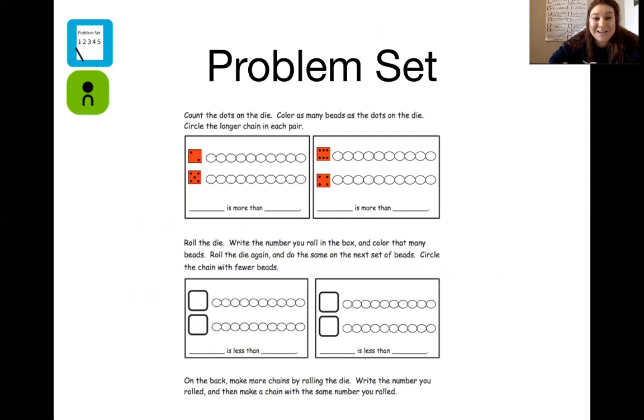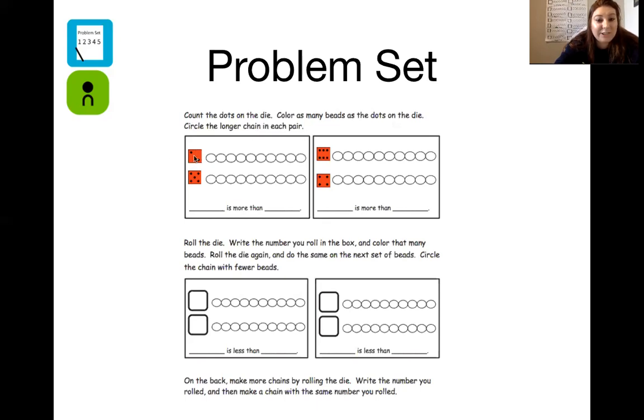All right, scholars, now that you have your worksheet in front of you and your pencil, we're gonna read the directions. Count the dots on the dice. Color as many beads as the dots on the die. Circle the longer chain in each pair.